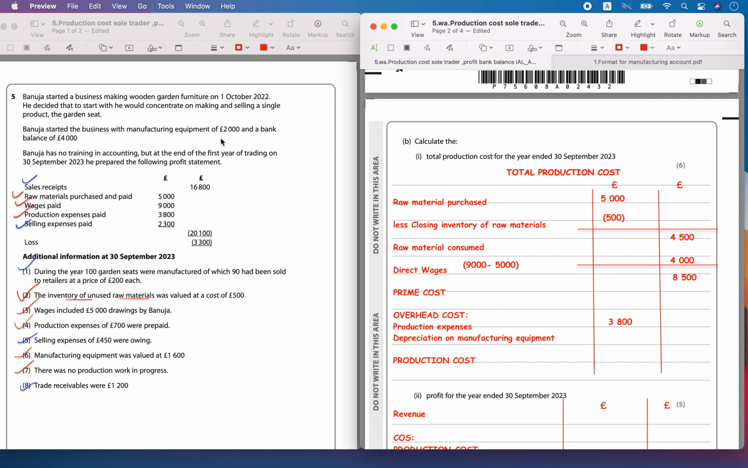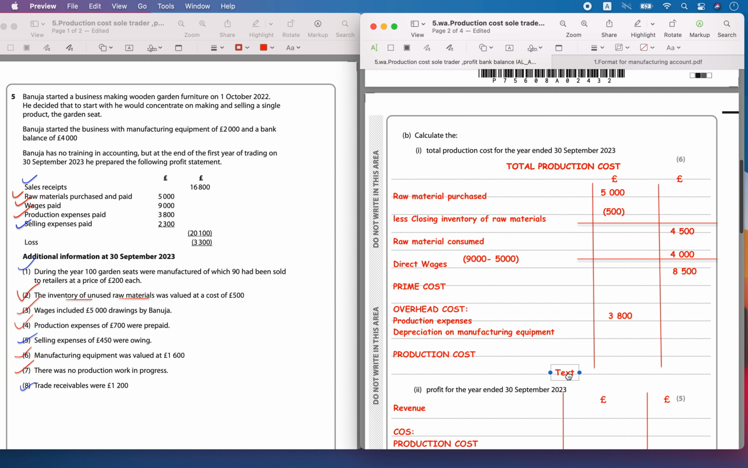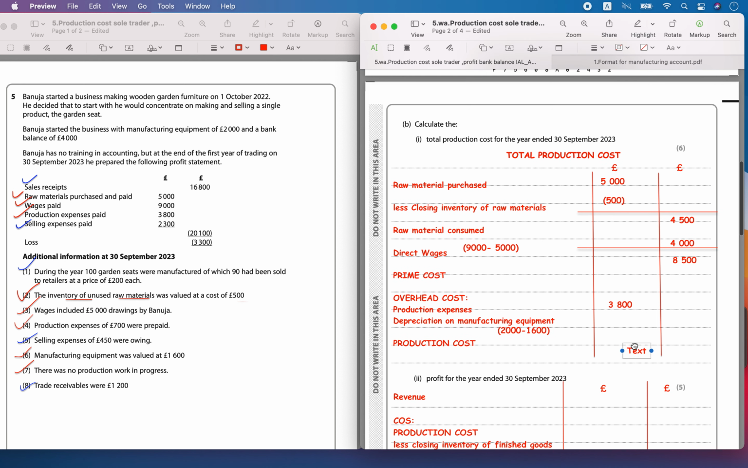The manufacturing equipment was at the beginning 2,000. Now the manufacturing equipment is valued at 1,600. So let's calculate the depreciated value: 2,000 minus 1,600, so the amount is 400. Now production expenses were 3,800, of which 700 was prepaid. So we will have to adjust this also. 3,800 minus 700, the prepaid expense, so it will become 3,100.